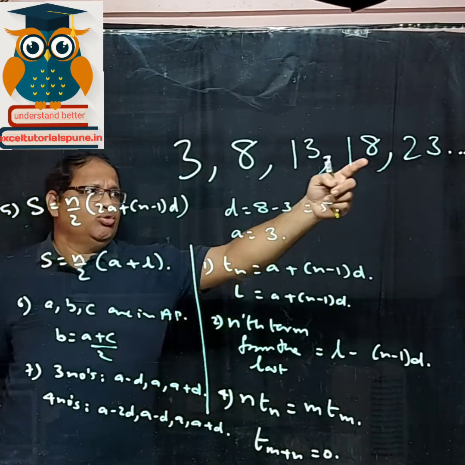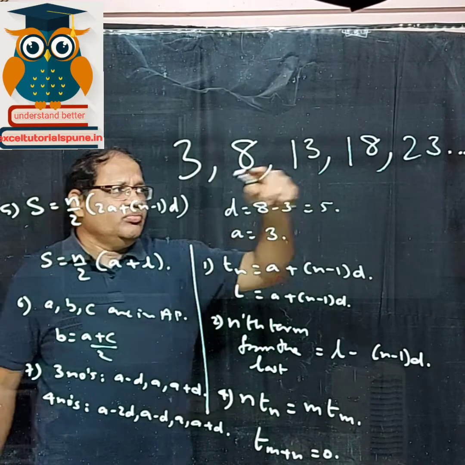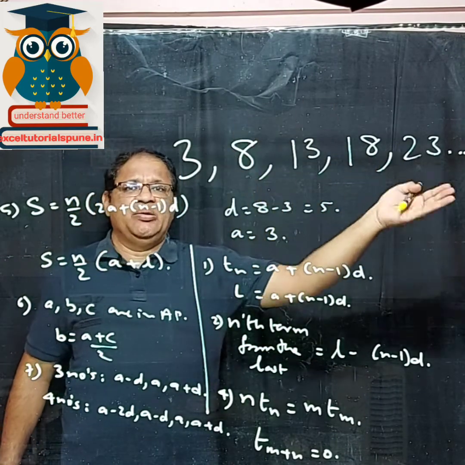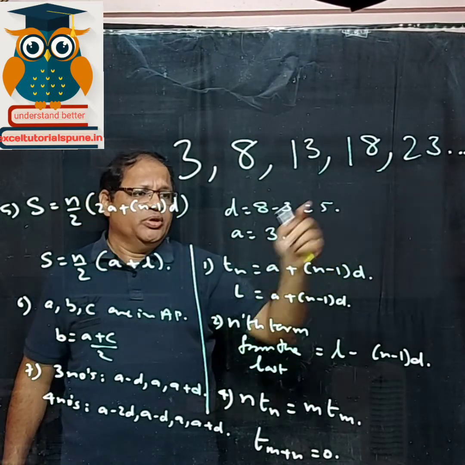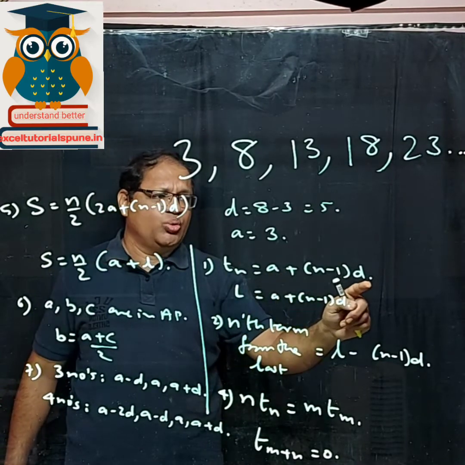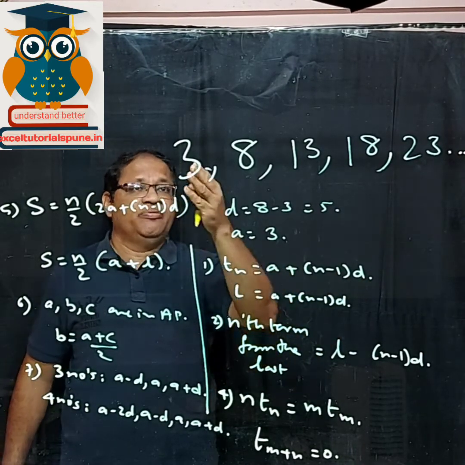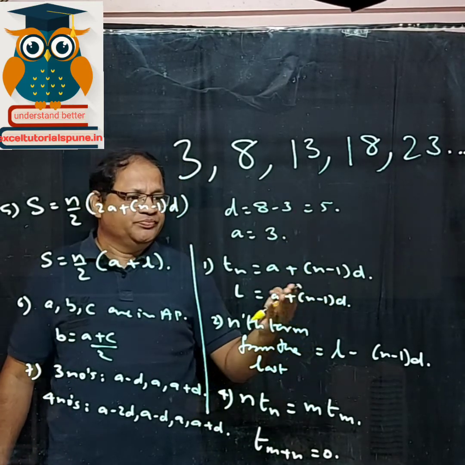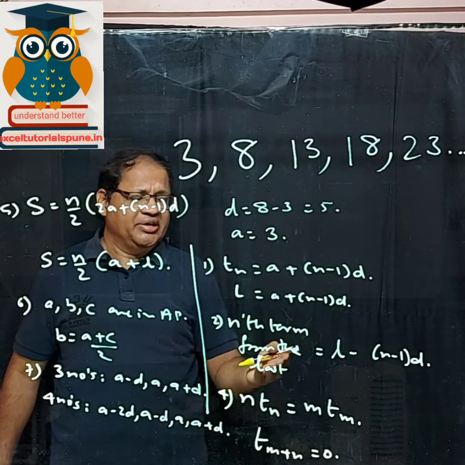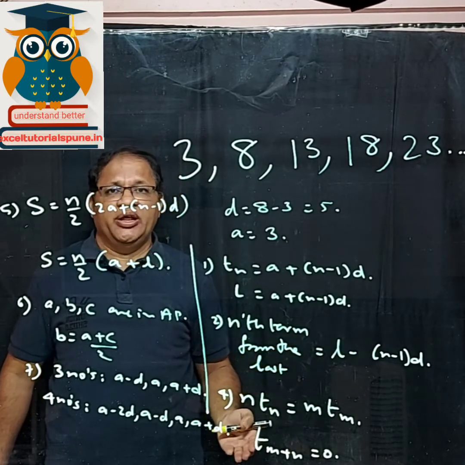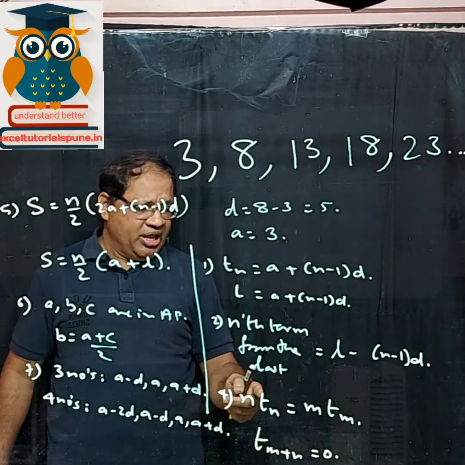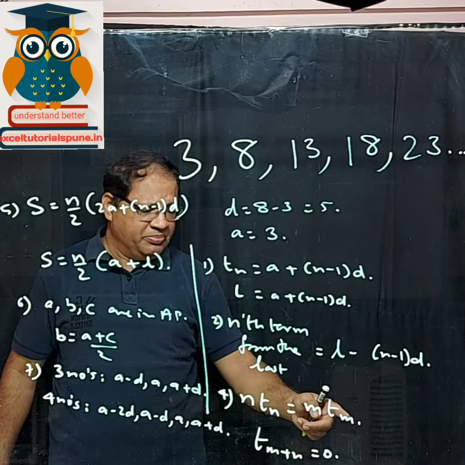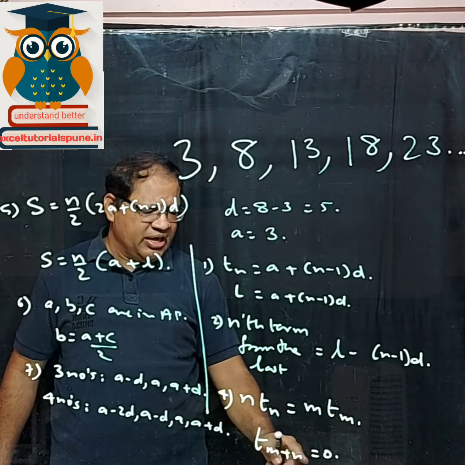Somewhere you have to find the nth term, that means the fifth term, fourth term, whatever. So Tn is equal to A plus (n minus 1)D. Sometimes you have to find the first term, which is not given in the question, or you have to find the difference. Then nth term from the last, this formula you can use. Then n times nth term is equal to m times mth term, then T(m plus n) is 0.